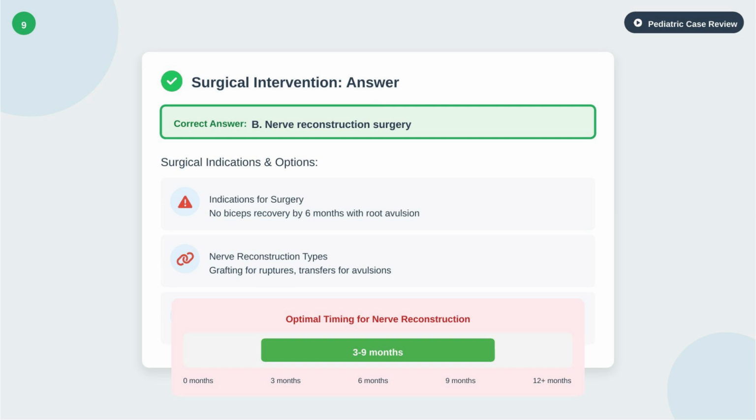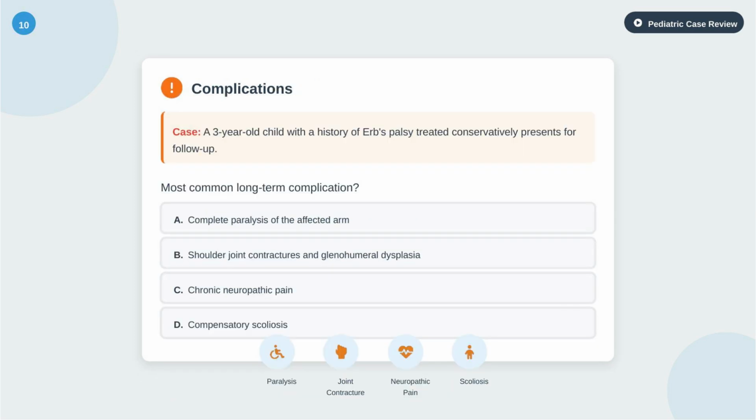for surgical intervention. Nerve reconstruction options include nerve grafting for ruptures and nerve transfers for avulsions. The ideal window for primary nerve surgery is between 3 and 9 months of age, as delays beyond this period reduce potential for recovery. Tendon transfers are typically reserved for older children with established deficits who have missed the window for nerve reconstruction. A 3-year-old child with a history of Erb's palsy treated conservatively presents for follow-up.